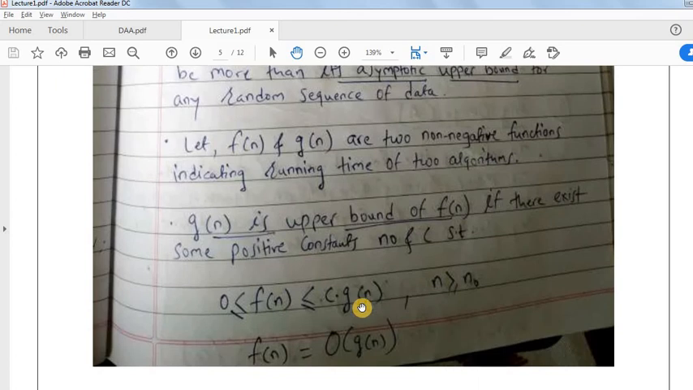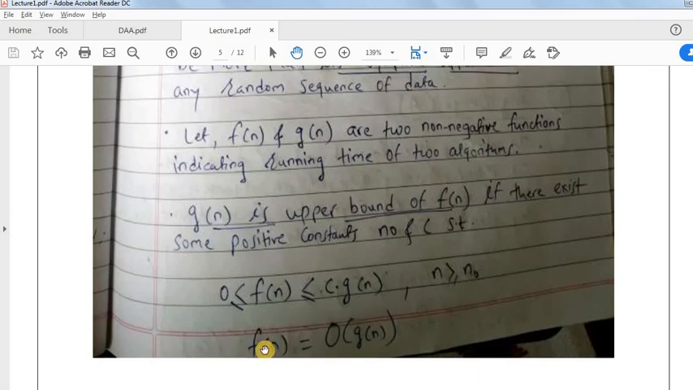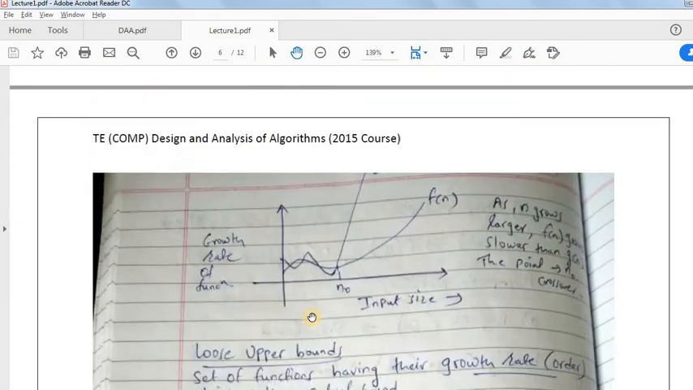How to denote this? The big O notation is denoted using this notation, f of n equal to, we can write instead of this equal to, belongs to as well. Some books are using the belongs to notation. Basically it should be belongs to only. F of n is belonging to upper bound big O g of n. That means g of n will give a guideline or limiting behavior that will be maximum for an algorithm given by a function f of n. Let's see its graph.